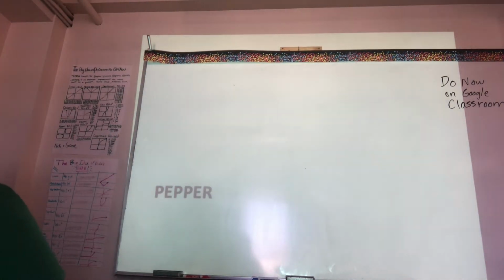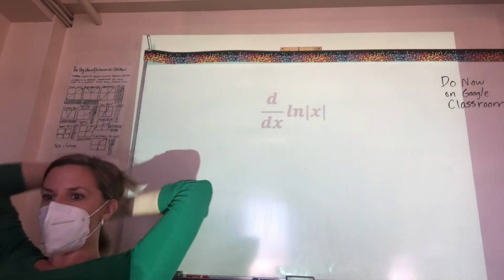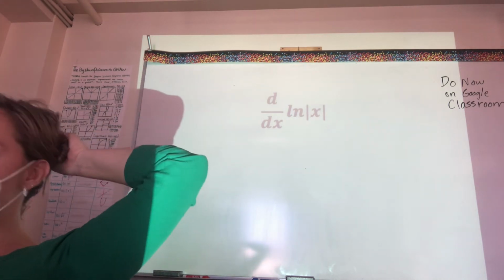Pepper time. Okay. What is the derivative of ln absolute value of x? You can ignore the absolute value. 1 over x. Boom.